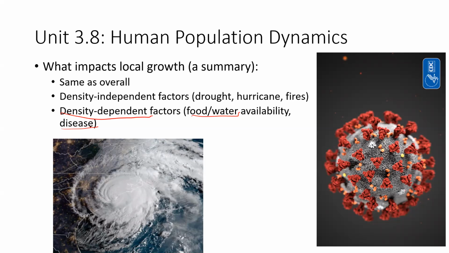And then density independent factors, these are things like drought, hurricanes, fires, the same things they would be for animals. It could also include things though like war. Typically that's not going to worry about density. All people are going to be negatively impacted by something like that.